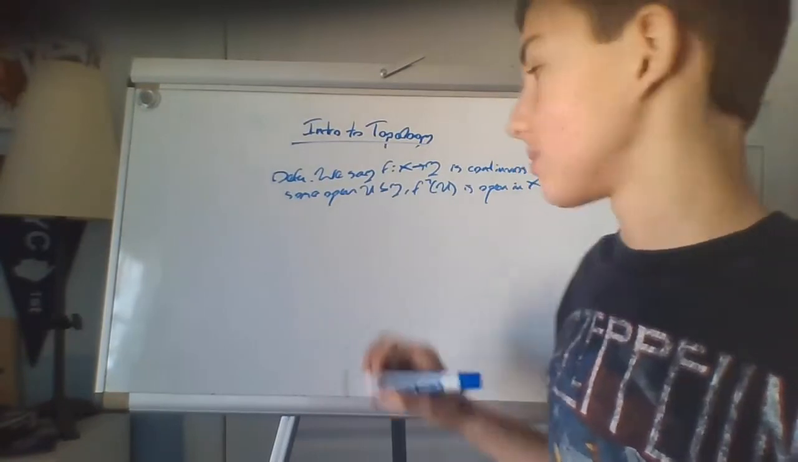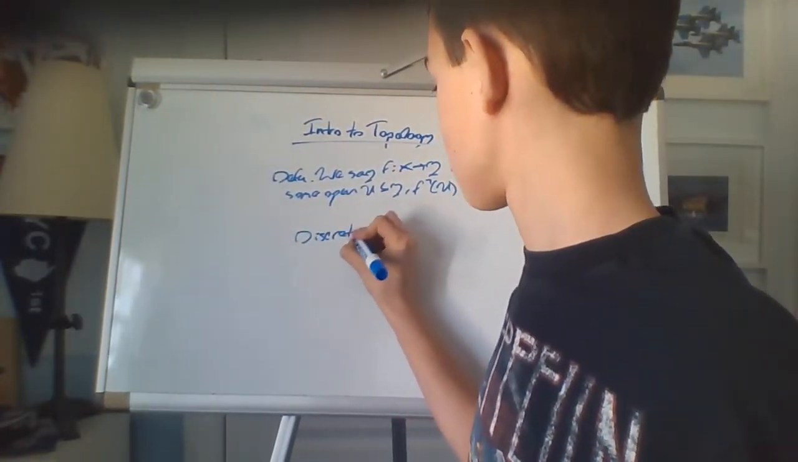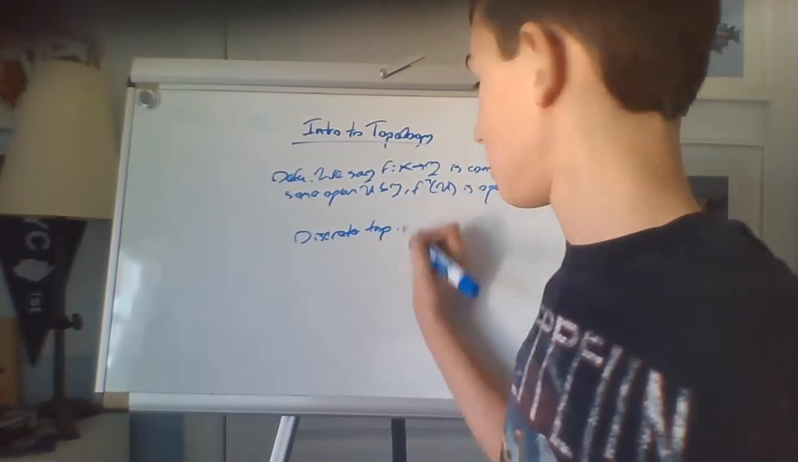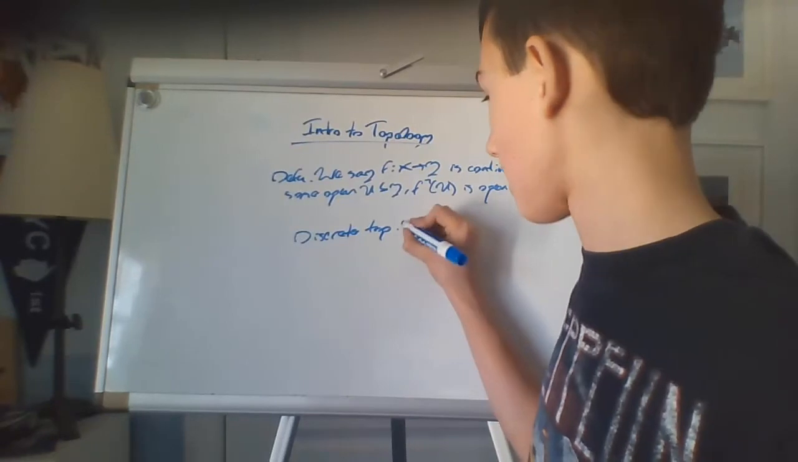So let's take some examples. So with the discrete topology, which is the finest topology or greatest topology, it's just equal to the power set of X.